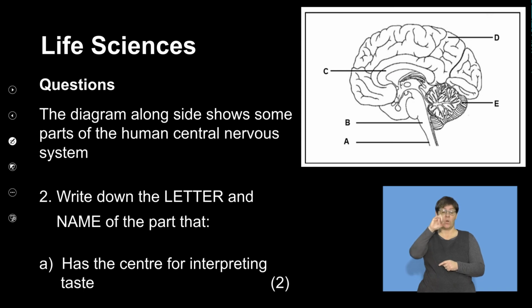Move to the next question. We're still writing down letters and names of the parts there. We've got number A, the part that has the center for interpreting taste.